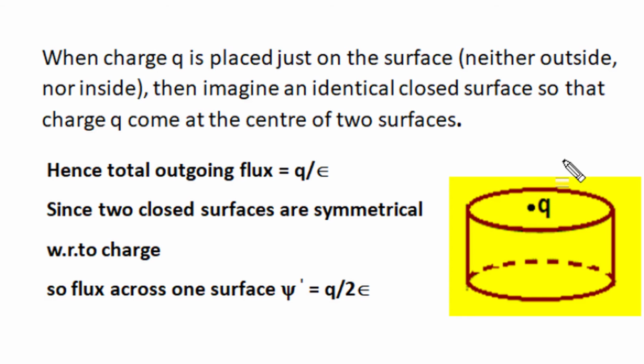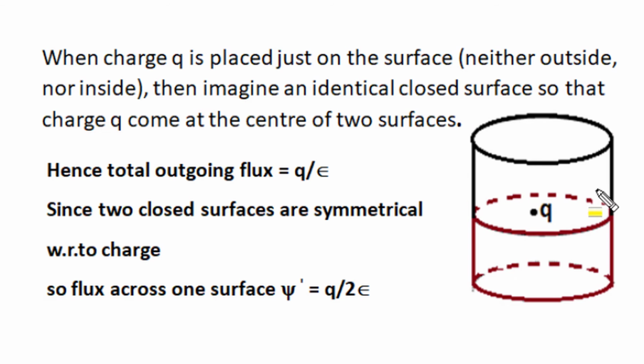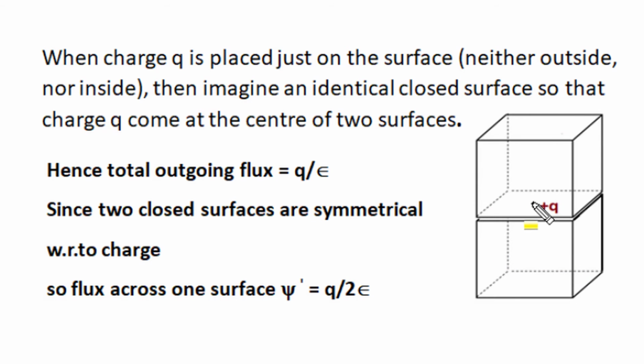In such a condition, to apply Gauss's law, just imagine another identical closed surface and put it on top of it. Now this charge is in between these two surfaces, and the total outgoing flux through these two closed surfaces is q upon epsilon. Since these two surfaces are symmetrical with respect to this charge, the flux across any one surface becomes half of this total, q upon 2 epsilon. So when a charge is on one of the faces of a cube, the total flux contributed by that charge over this closed surface is q upon 2 epsilon.